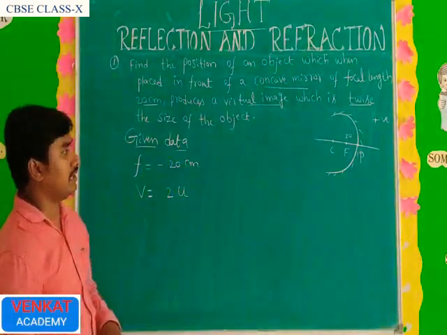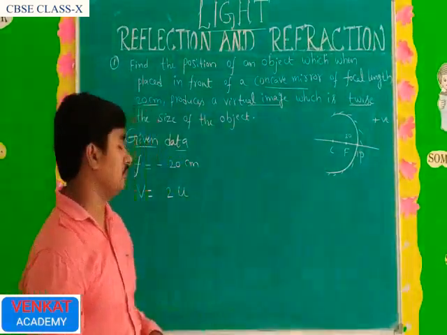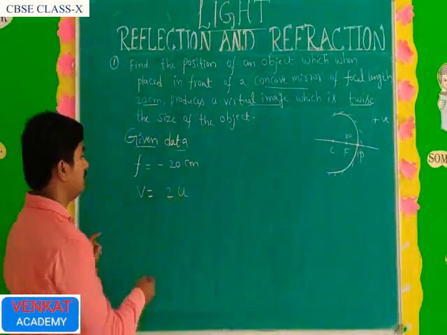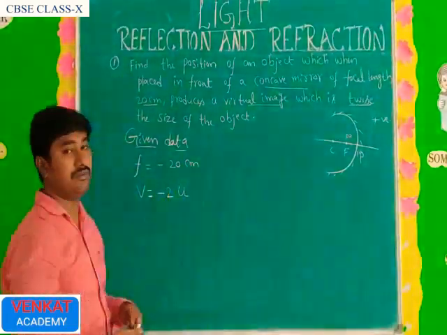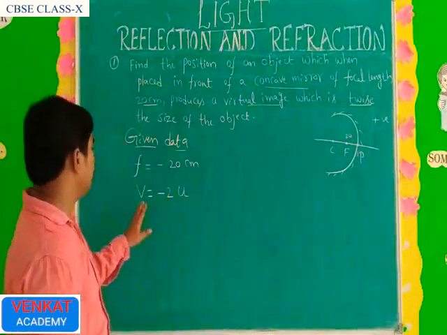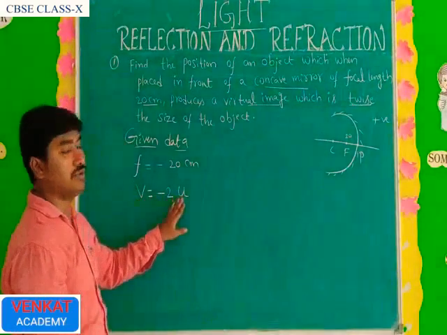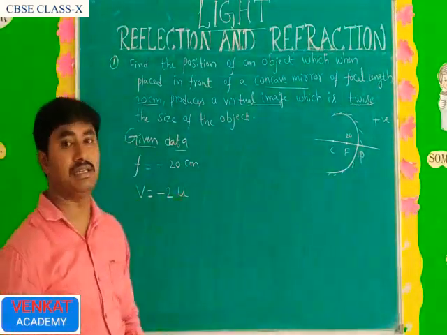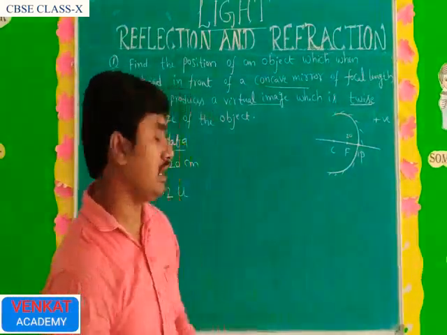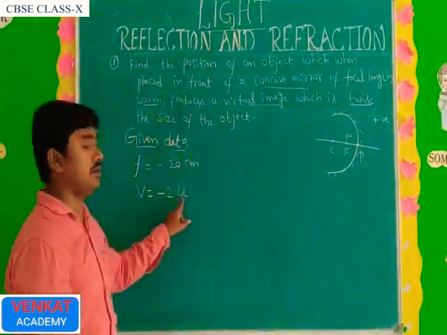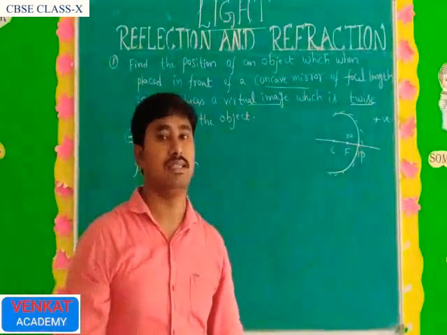One more important point here. The object distance you have to take as a negative value. That's why we should take v is equal to minus 2u, because the object distance should always be taken as minus. So these are the two points of the given data.